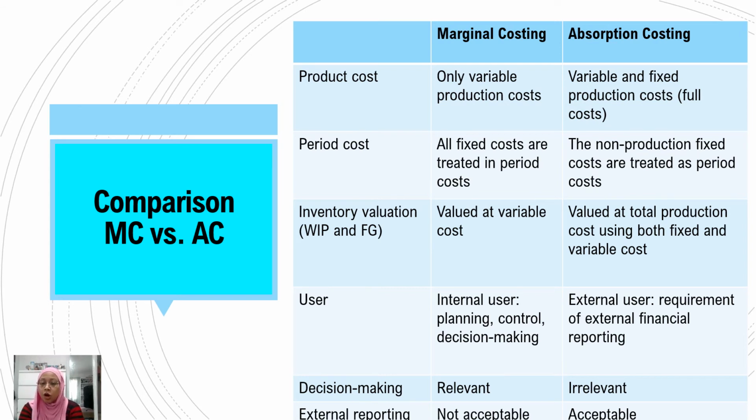So usage of the type of costing: for internal user planning, control, decision making, it is marginal costing, but absorption costing is mainly for external reporting. So which one is more relevant for decision making internally? It is marginal costing. And which one complies with the accounting standard? Obviously, it is absorption costing.